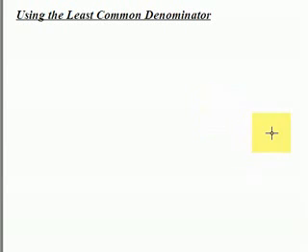Now that we know what a least common denominator is, the purpose of this clip is to show you how we use the least common denominator. There are basically three areas that you need to be able to recognize.